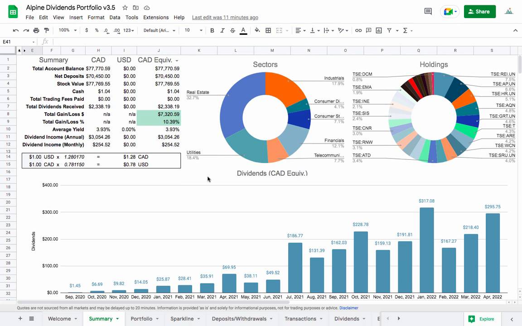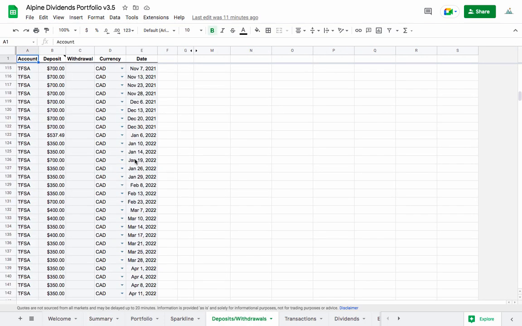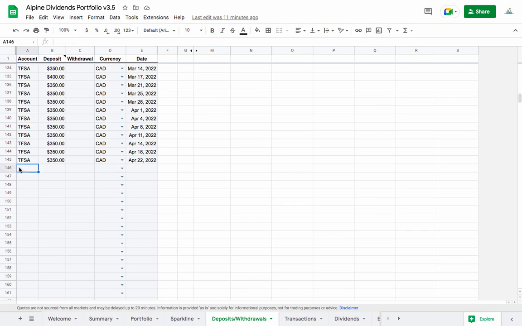To log this information, I'm going to drop into my deposits and withdrawals tab and scroll down to the bottom, because this is a master list of all of the deposits and withdrawals I've done. I put in $350, it was Canadian, and today is April 29th, 2022. Okay, so that's in now.